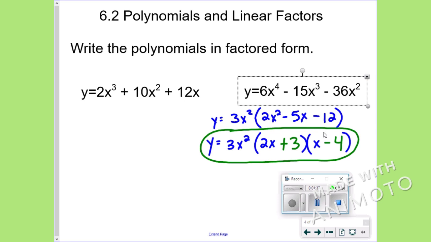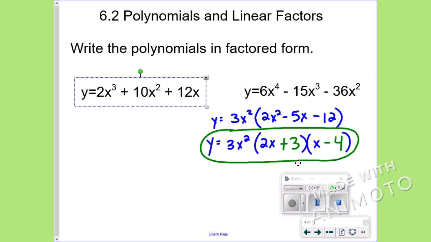It's a negative 12, so our signs have to be different. And it just so works out that if we have negative 4 times 2x, we get negative 8x, and positive 3 times x, we get positive 3x. Negative 8x plus a positive 3x gives us negative 5x. So there is your factored form. Go ahead, pause the video and complete that first one.